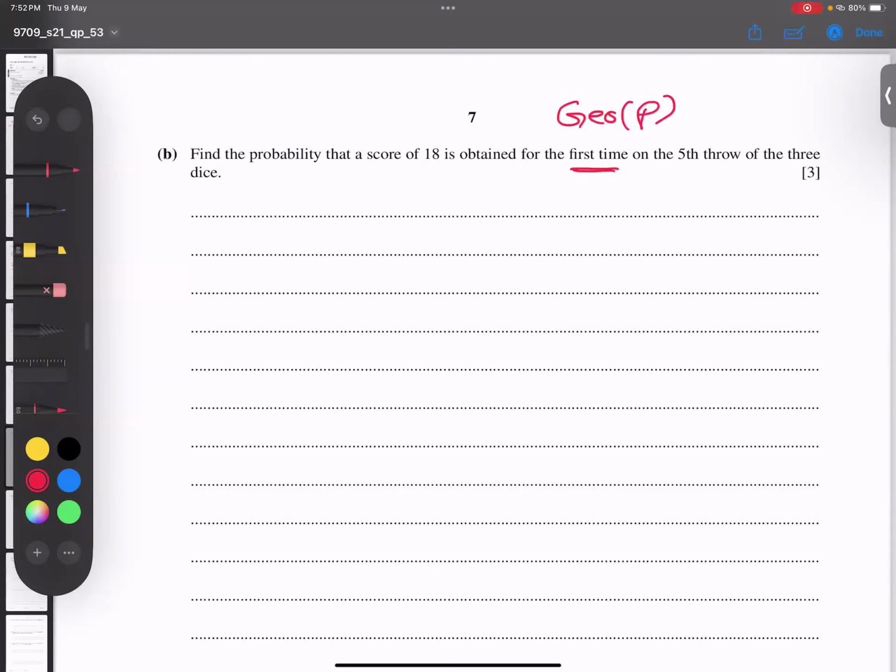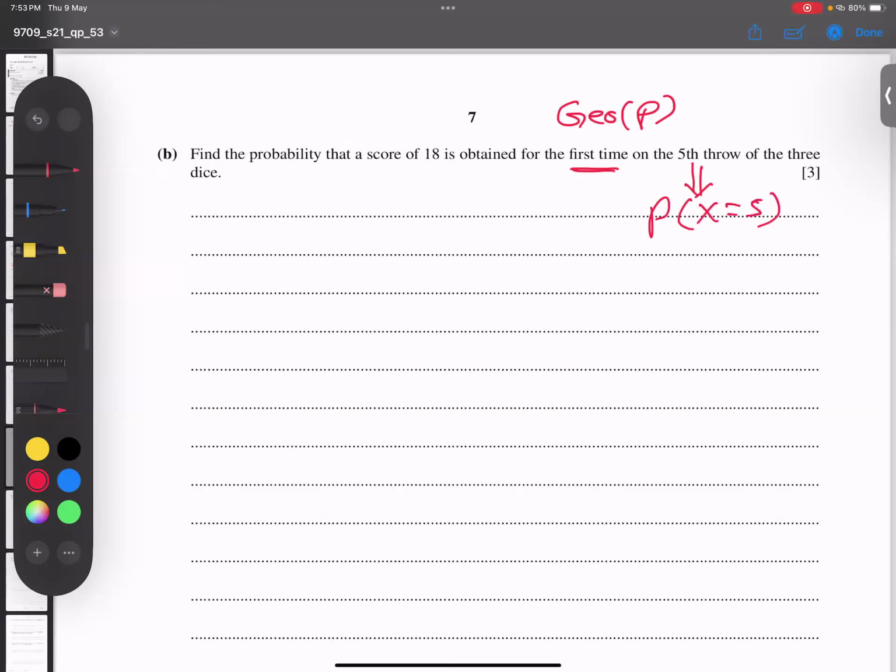Okay, and he's saying that score of 18. So first my priority is score of 18. How to get score of 18? So I will check first of all score of 18, and then I can work for the first time, on the fifth throw of the 3 dice. So fifth throw, it means it happens first time x is equal to 5.